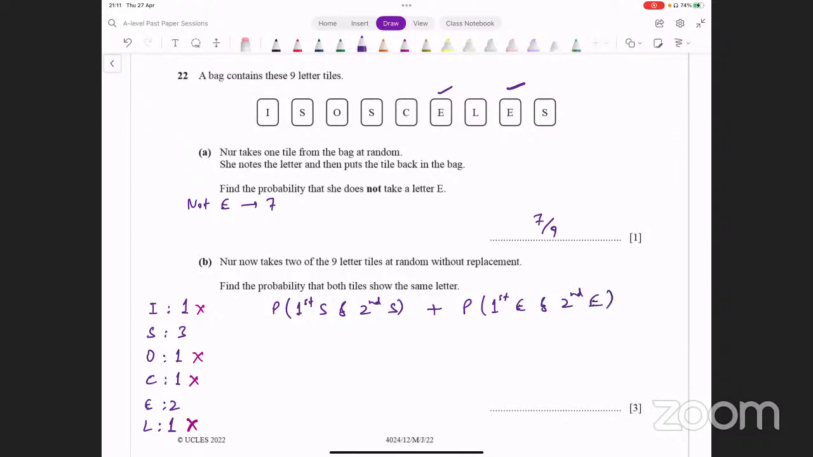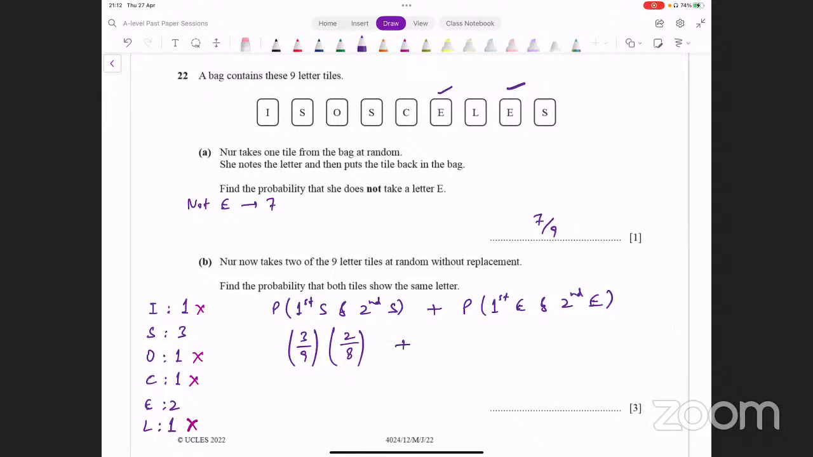Now, what's the probability of getting 2 S's? What is the probability of S coming the first time? There are 3 S. What will be the probability of S the first time? 3 out of 9. All right? Now that you have taken out S the first time, how many S are left? You have 2 S left. Out of how many? 8. So what will be the probability of S the second time? 2/8. That's the first possibility, that both S come.